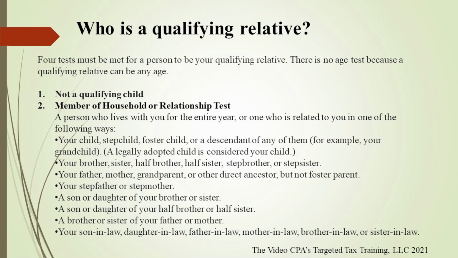Child, stepchild, foster child, much the same as what qualifying child is, but they can also be father or mother, or a grandparent, or another direct ancestor, okay? Stepfather, stepmother, that type of thing. So you see, these are the relationships that would qualify for the relationship test, and in this case, they don't have to have lived with you for the entire year. All right. So be aware that this test is a member of the household test, or it's a relationship test.